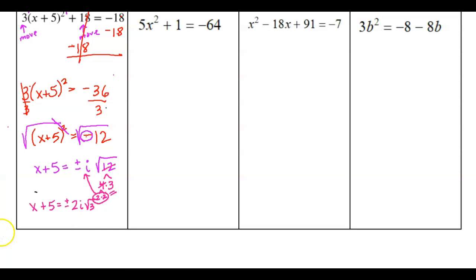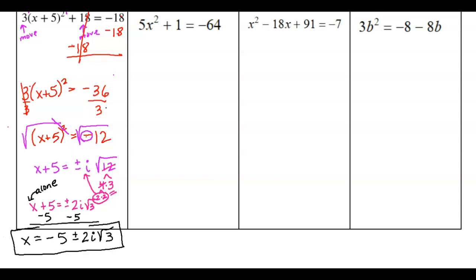Our last step is we want to get x alone. So we are going to add 5 to both sides. And remember, we can't really add 5 because this is attached to the i and the root, but we can write them side by side. So 5 plus and minus 2i root 3. And this would be our final answer. It's the exact imaginary answer, and we have 2 solutions.